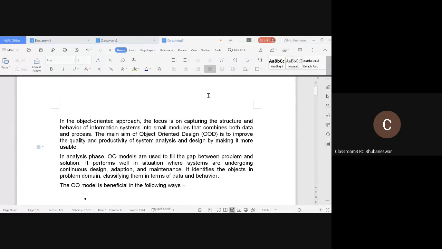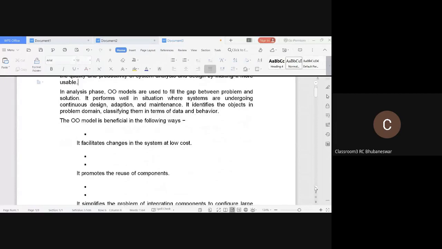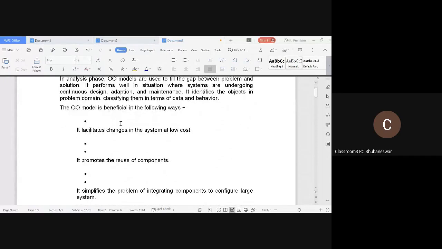So let's see what the other attributes of the object-oriented model are. It facilitates changes in the system at low cost, while other programming approaches charge high cost. The second benefit is that it promotes the reuse of components.